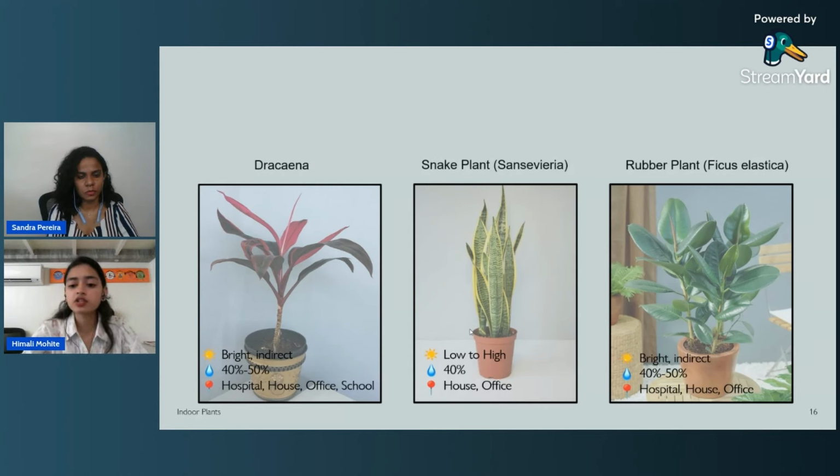Then rubber plant, which requires bright and indirect sunlight and 40 to 50% moisture, and it can be placed in hospitals, houses, and offices. So all these plants are native, and most of the plants are pet friendly. Pets have a habit of eating the plants, and they end up vomiting and having digestive tract infections. So we can have indoor plants like peperomia or spider plant, which are also pet friendly plants.